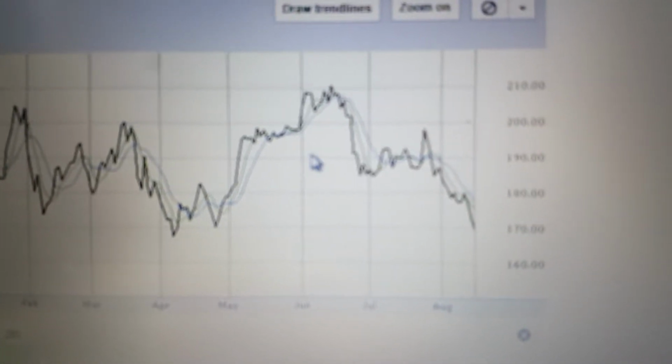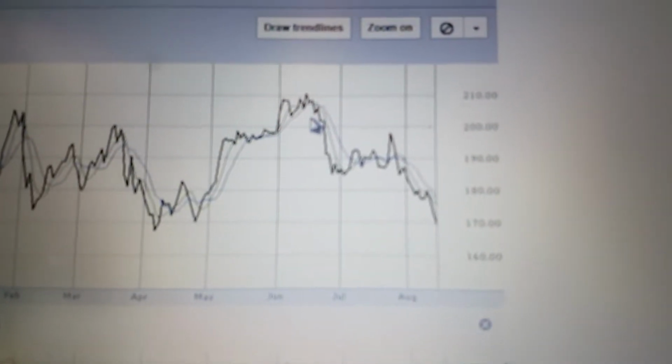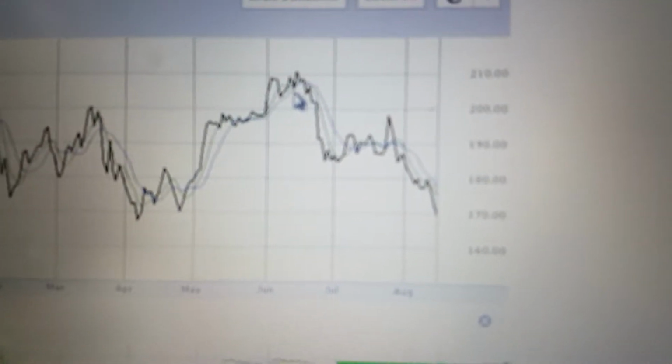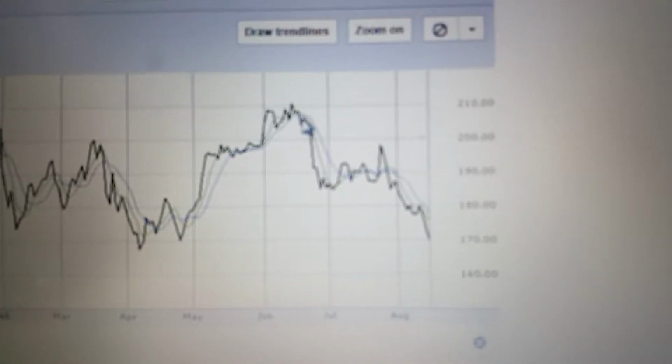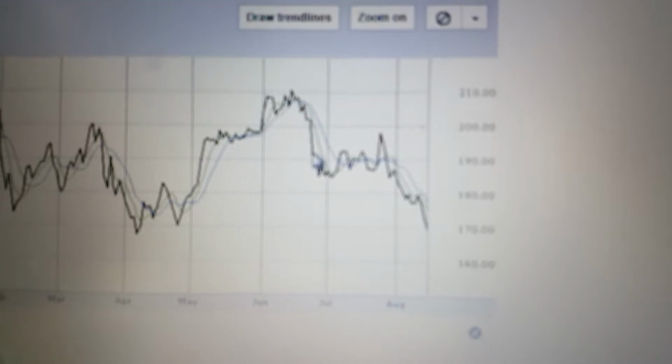Then it's just the opposite up here. Up here you got, I wish this wasn't so blurry, you got a letter M up here. That's a bear flag. So you got the last leg, it's longer than the first leg. It's crossing down over the moving averages.